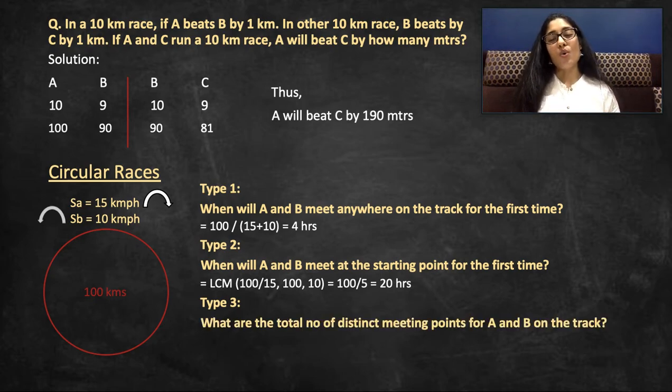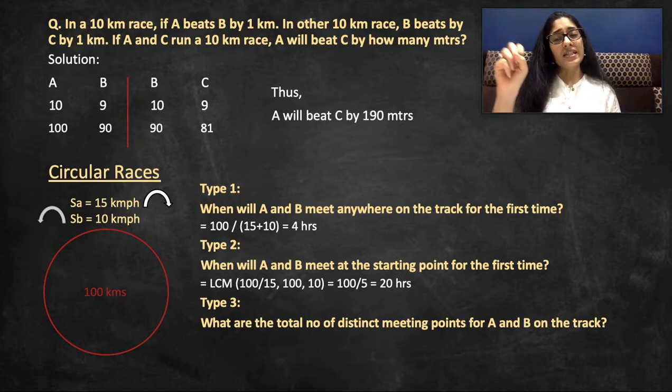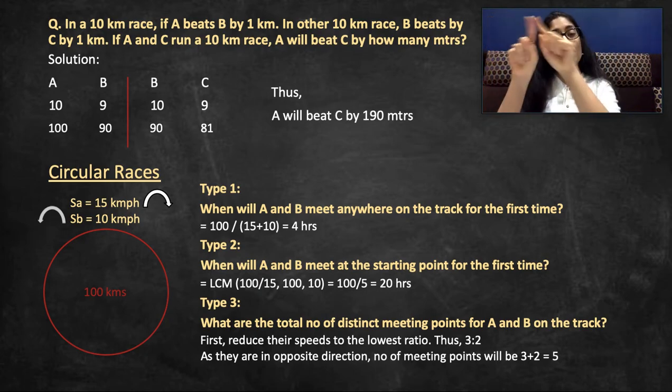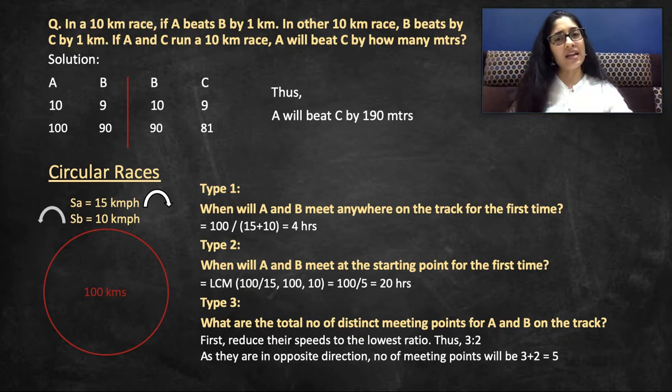Type 3. What is the total number of distinct meeting points for A and B on the track? Now to calculate this, always make sure that you take the speeds of A and B here as 15 and 10 and reduce them to the least fraction possible. So here when I reduce them, the least fraction possible is 3 is to 2. Now because they are moving in the opposite direction, the total number of distinct meeting points, the number of points on the track where they can meet in any round, is 3 plus 2, which is 5.